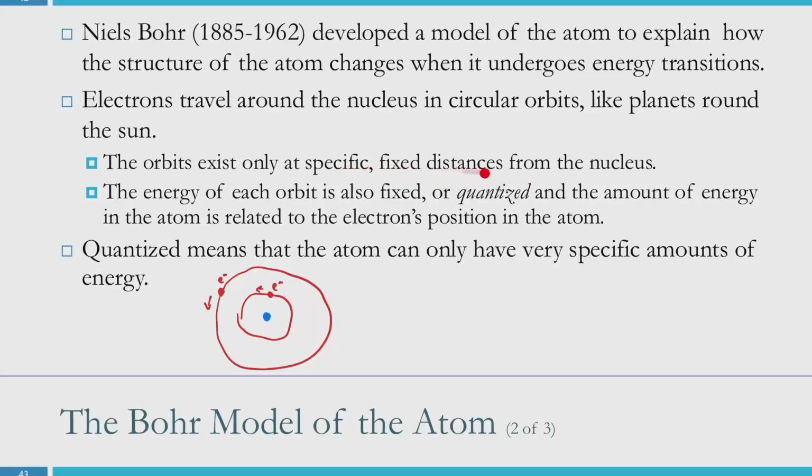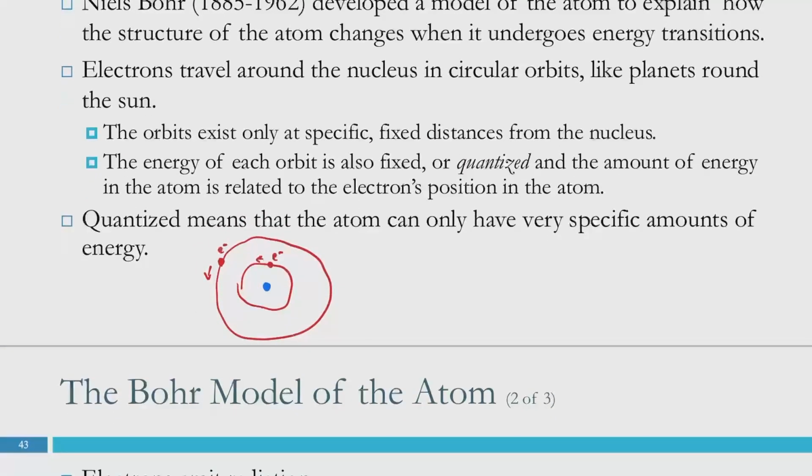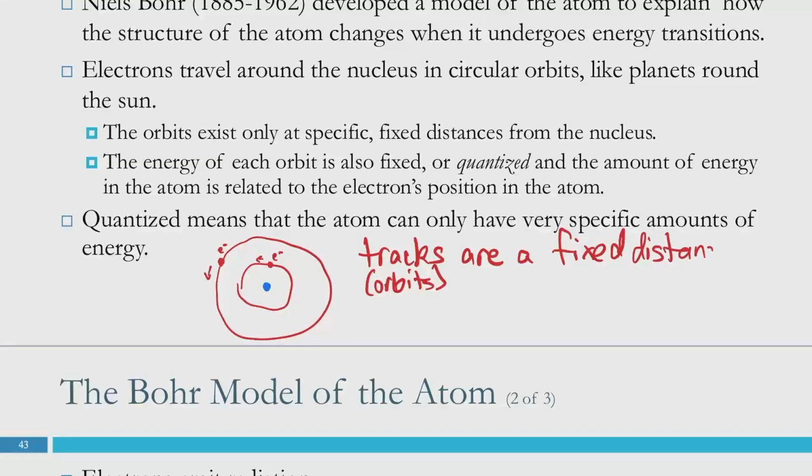The orbits exist at specific fixed distances from the nucleus. We'll see a diagram that's better than my drawing later. The energy of each of these orbits, each of these tracks, is fixed. So tracks, orbits, are a fixed distance from the nucleus.